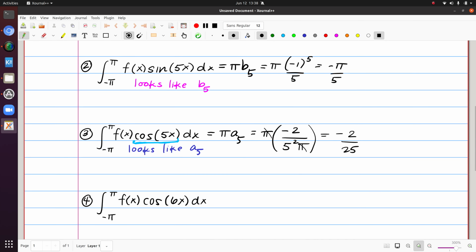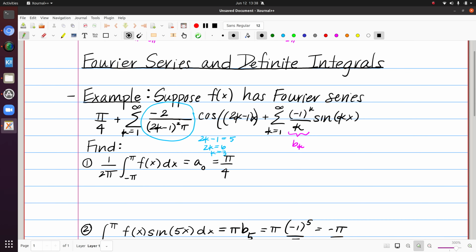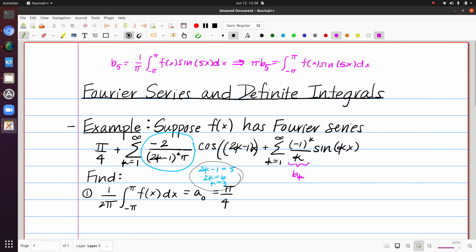And then finally, building off of that, suppose we were asked for instead the integral of f times cosine of 6x. If I were to do a similar computation to what we did when we were trying to figure out how to make 2k minus 1 equal 5, well, if I try to make 2k minus 1 equal 6, then we get k equals 7 halves. And keep in mind, k can't be a fraction here. K has to be an integer value because it's the summation index. So if you encounter something like this, where that's not really possible, that means that the coefficient is actually 0.